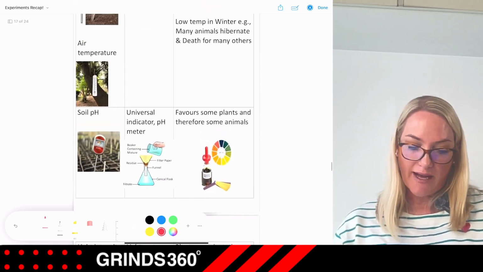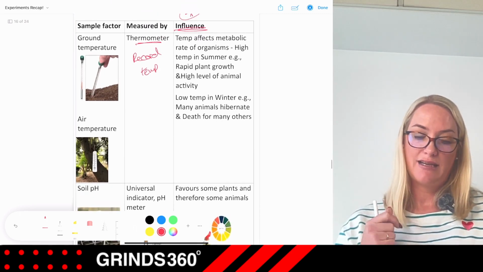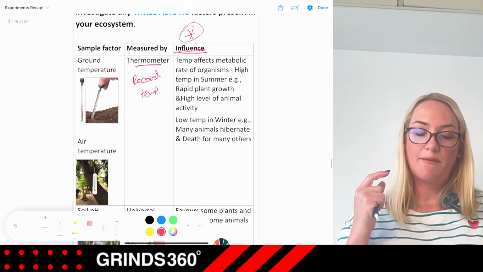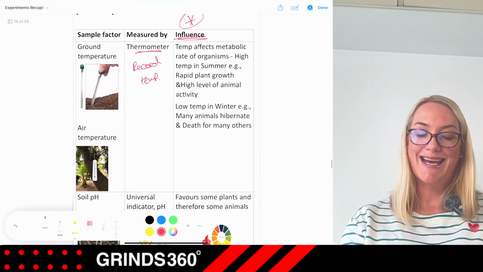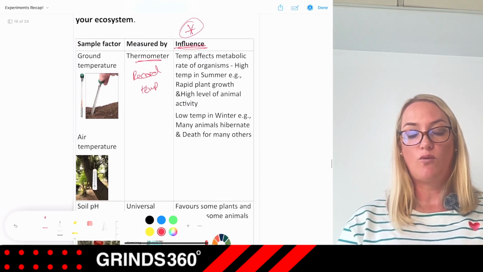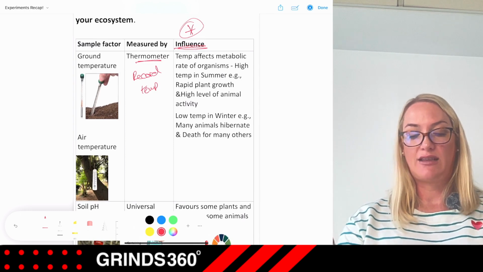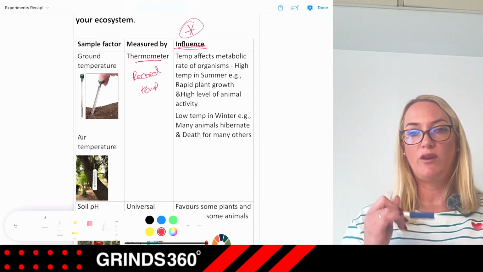So remember, plants need light to photosynthesize. So abiotic factors, you need to know 3. Hasn't been asked for a while. What apparatus do you use to measure your light intensity? How do you measure it? And be aware of the influence that the abiotic factor has within your habitat.